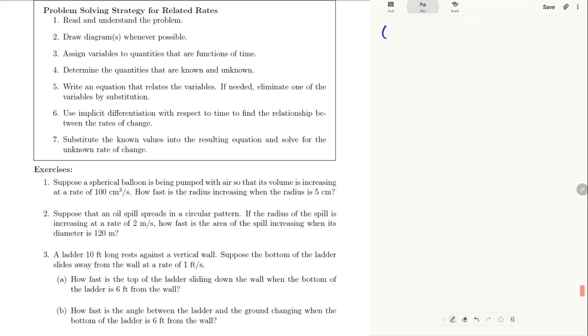Now in part B, how fast is the angle between the ladder and the ground changing when the bottom of the ladder is 6 feet from the wall? So again, let's draw our instantaneous and general picture. So in general, we know that x will be increasing. We'll let theta be the angle between the ground and the ladder.